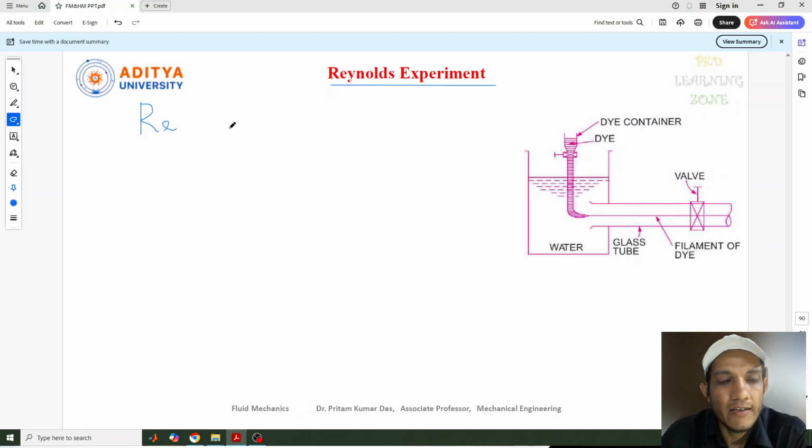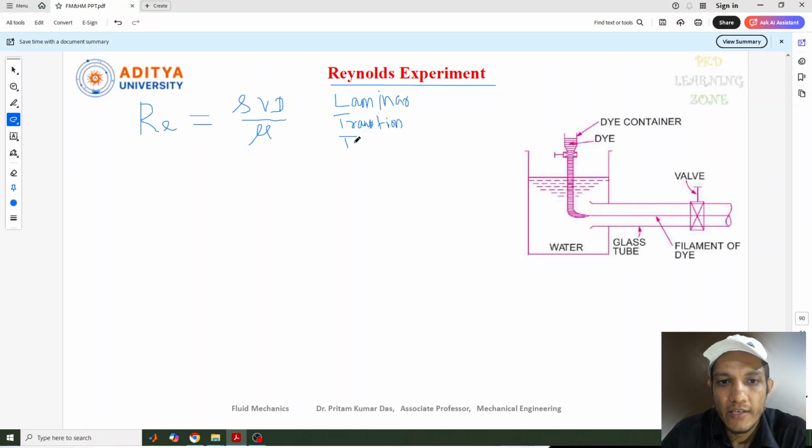It can be defined as the ratio of inertia force to viscous force. The Reynolds number is calculated by rho Vd by mu. So this is the formula of the Reynolds number. From this formula, we can identify whether the flow is laminar, whether the flow is transition, and whether the flow is turbulent.